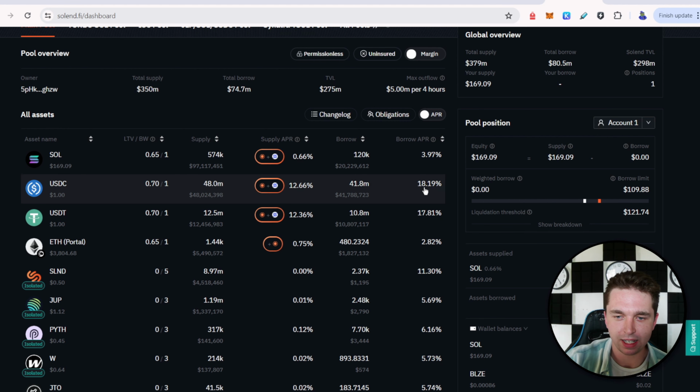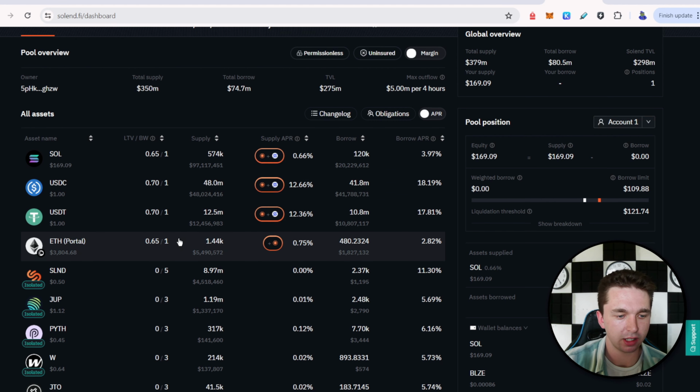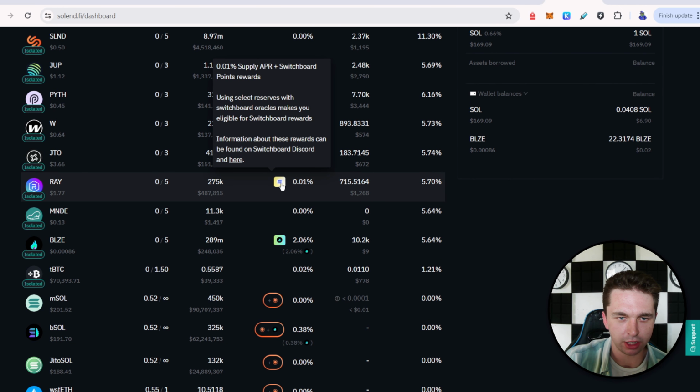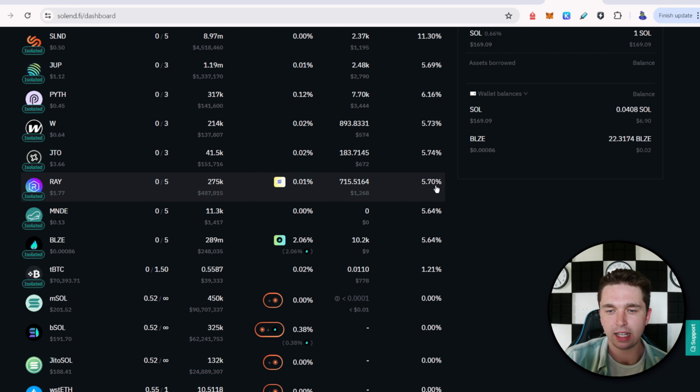But the problem with that is if you want to borrow it, you're paying at 17, 18% APR, which is just ridiculous. If you scroll down here a little bit, you can see that the Raydium token actually uses the Switchboard Oracle, so that'll get you points for that. And it only has a 5.7% borrow APR.